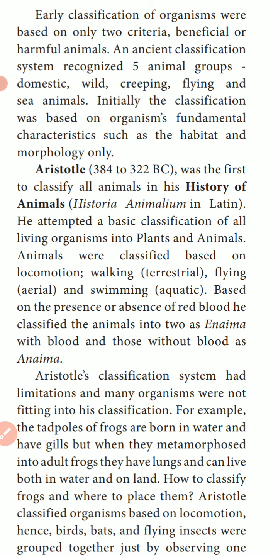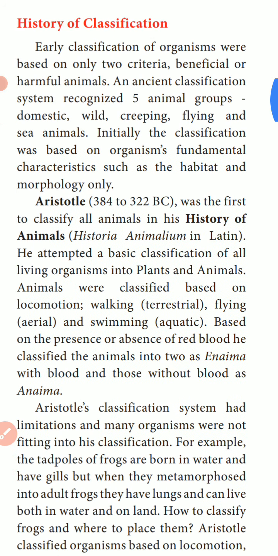An ancient classification system recognized only five animal groups: domestic, wild, creeping, flying, and sea animals. Earlier, the ancient classifications were done with only these five groups.